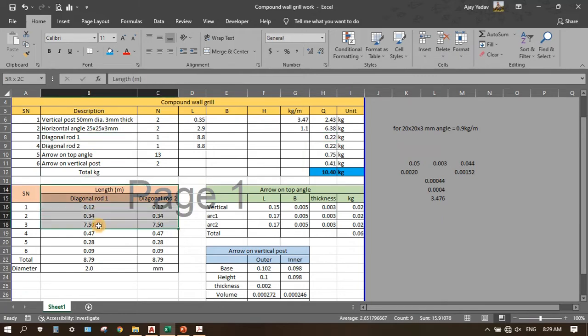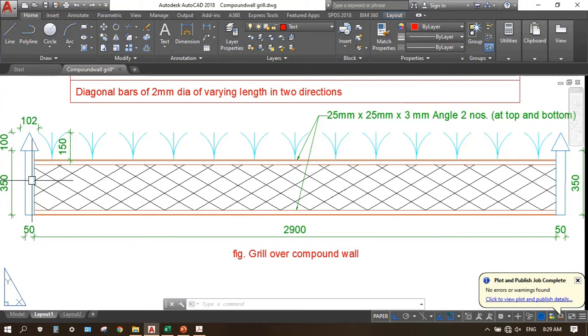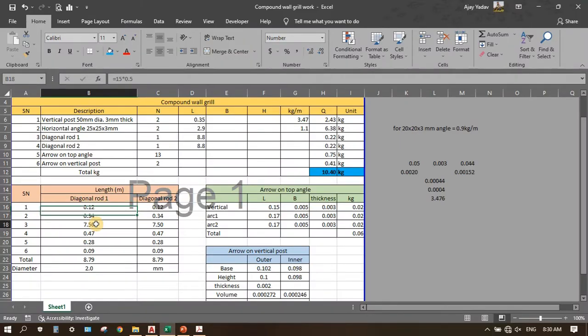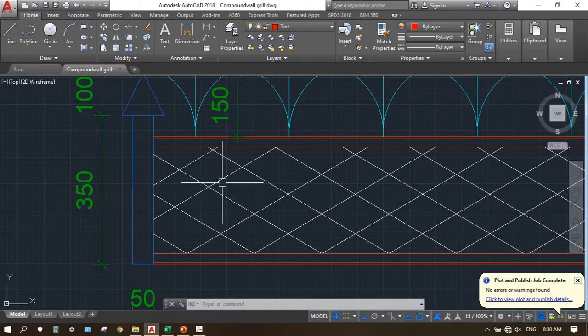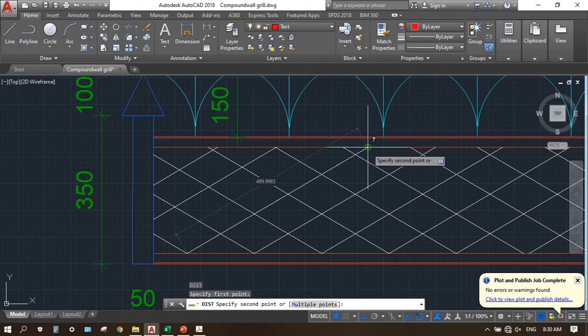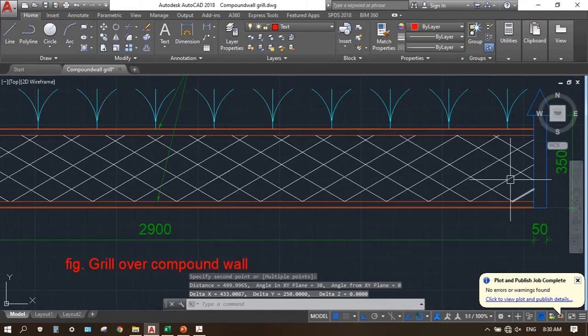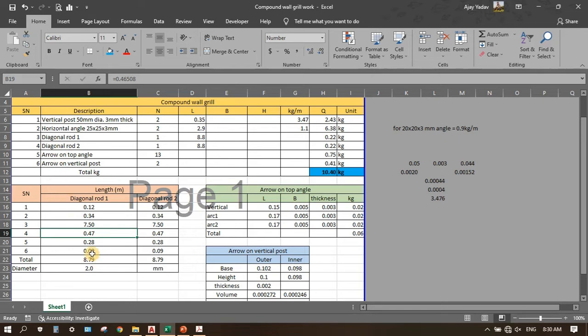Now diagonal, from CAD you have to measure the length of all the diagonals, and right here, which I have already written, as I already showed you, 15 bars are of 0.5 meter length, starting from this. Then 1, 2, 3 bars of different length. So here 3 bars of different length. Then add all the length, you will get 8.79.